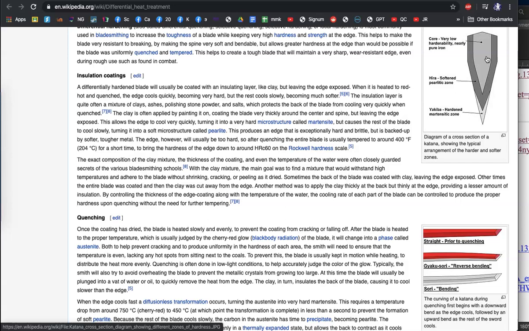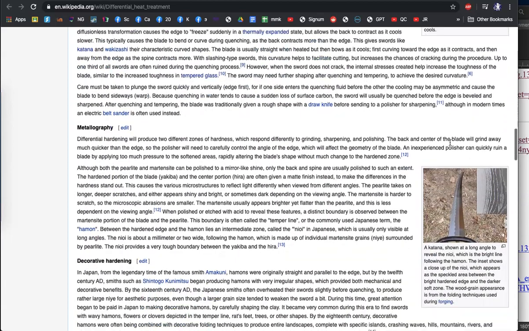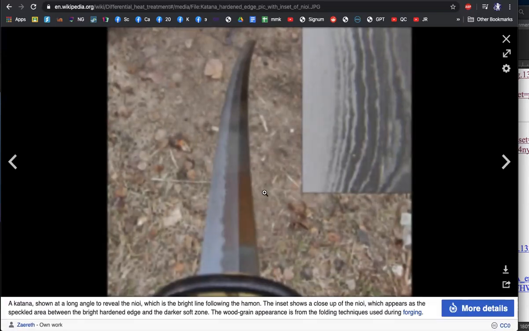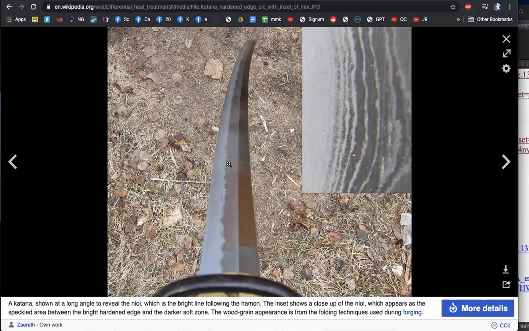And this would mean that it would still keep a very sharp edge so it could slice through things, but it wouldn't snap if it hit armor or another sword. And we can see it leaves a pattern on the blade where you can see the side that's been hardened compared to the side that hasn't. So that I thought was worthwhile.